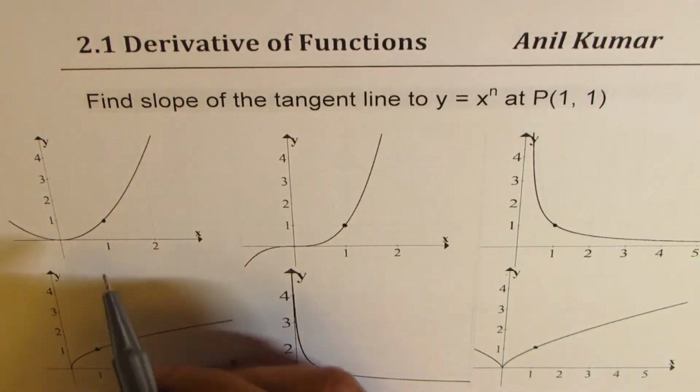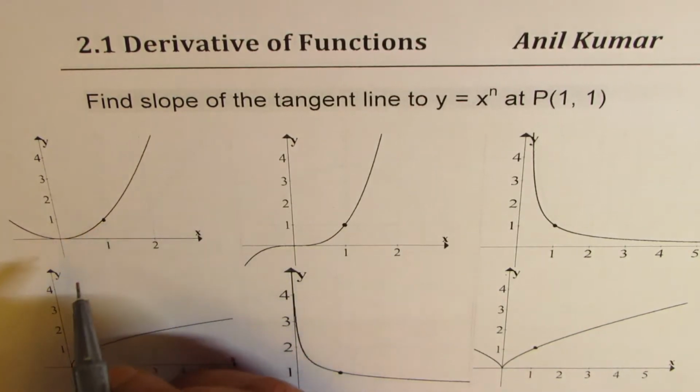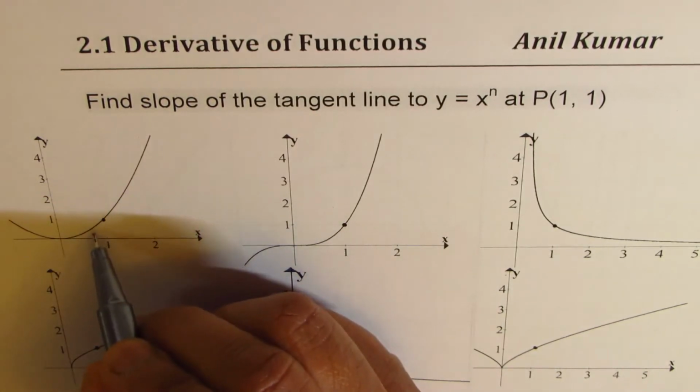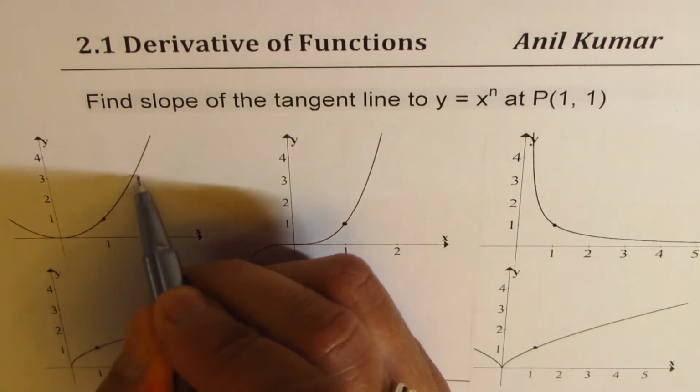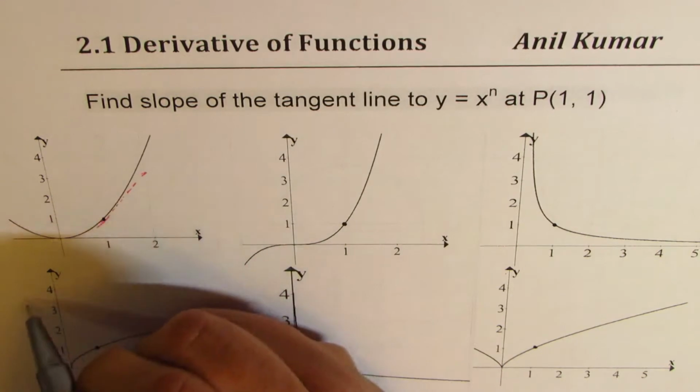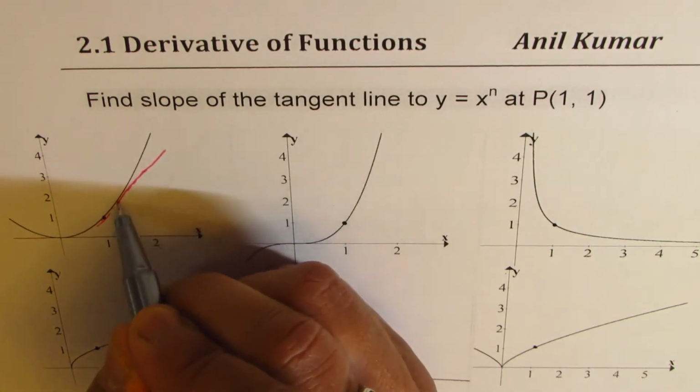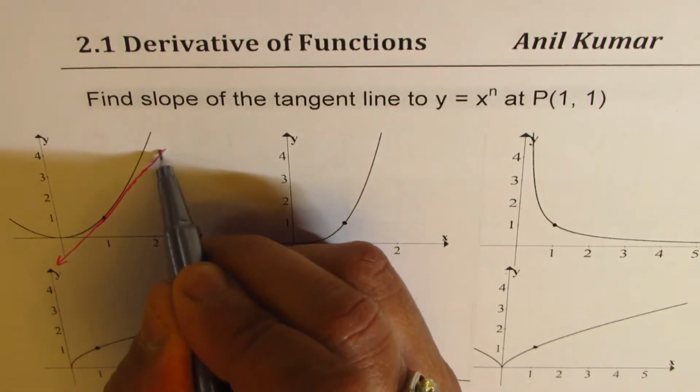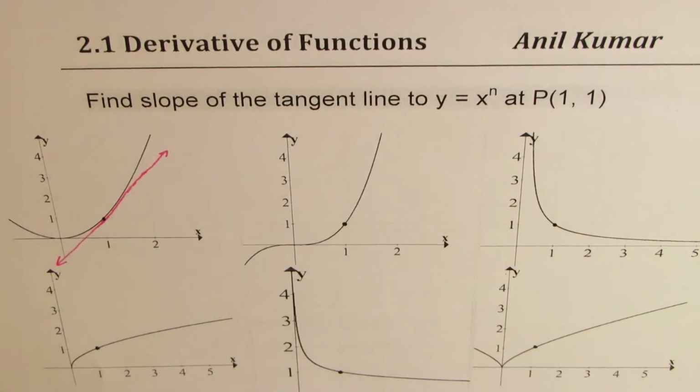To get the slope at a point, what we need to do is basically draw a tangent line, right? So at this point, I can draw a tangent line which could be like this. Do you see that? So let me just draw a tangent line. You have to do a neater job. I'm just showing you how to do it.